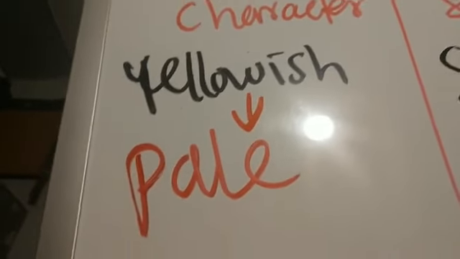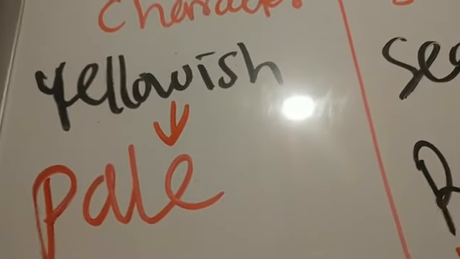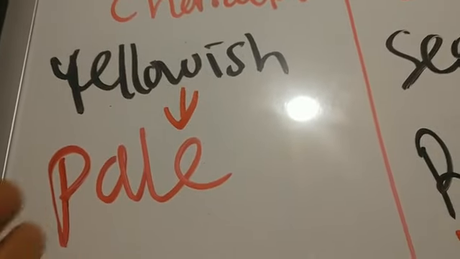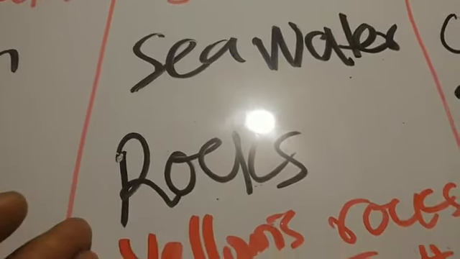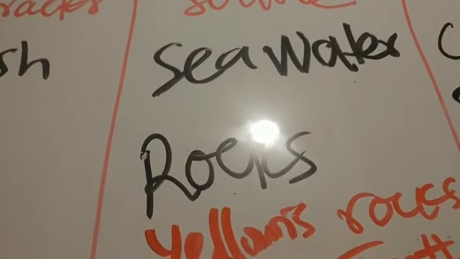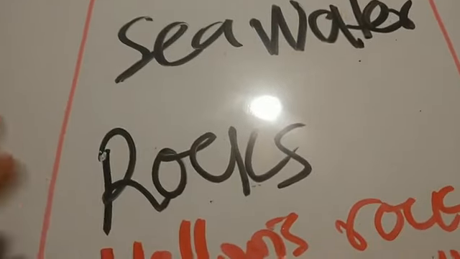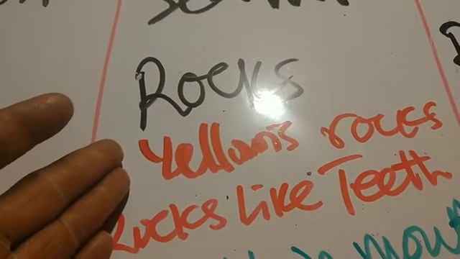Fluorine, naturally, is a yellowish pale color. That is how fluorine looks. You get fluorine in seawater and rocks. Fluorine, you get fluorine in rocks for the most part.